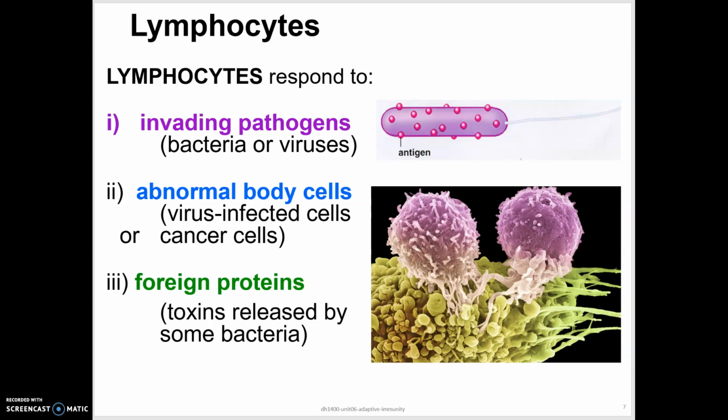So when we talked about bacteria types a couple of units back, we talked about how different bacteria can produce endotoxins and exotoxins. Well, that's an example of a foreign protein. If you get stung by a bee, for example, that's a toxin. Then you're going to have an immune response. Immediately, you'll get inflammation and swelling and stuff like that. So those are what the lymphocytes respond to.